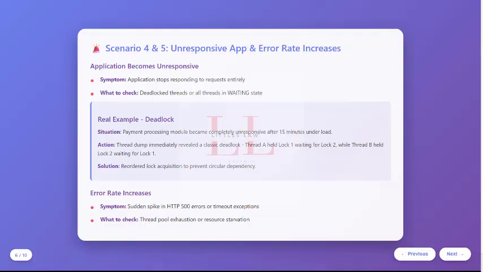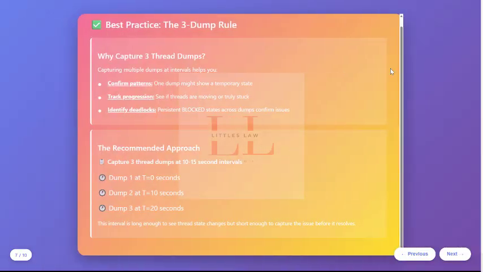And the second scenario is increasing error rates, because when you suddenly see a spike in HTTP 500 errors or timeout exceptions, the thread dumps can reveal whether it's due to thread pool exhaustion or resource starvation. Maybe you have run out of available threads, or maybe threads are stuck waiting for external resources like databases or web services. And moving on to the best practices, the three dump rule.